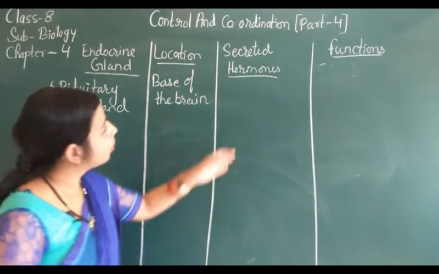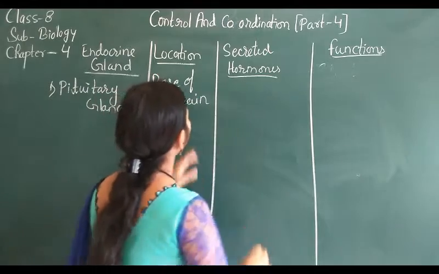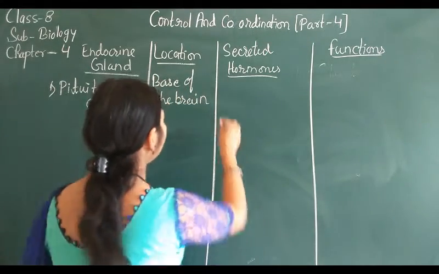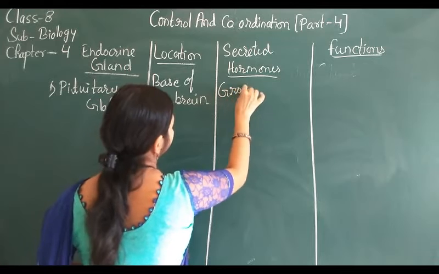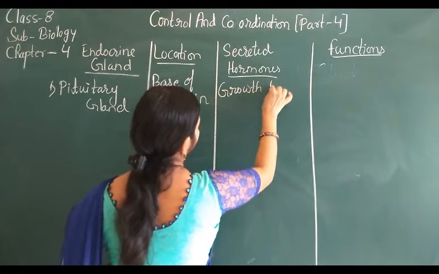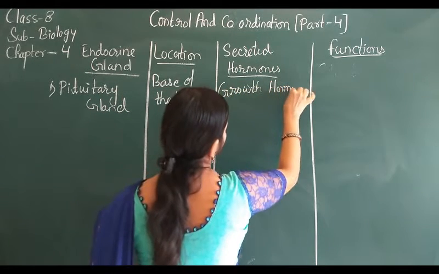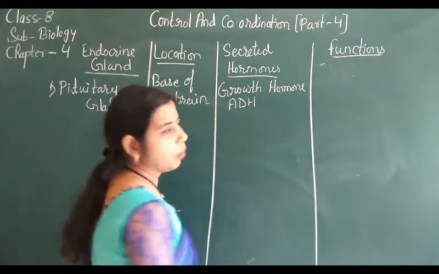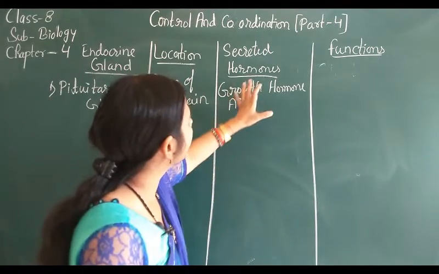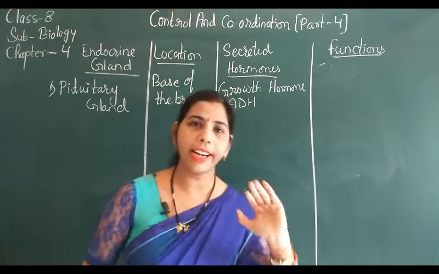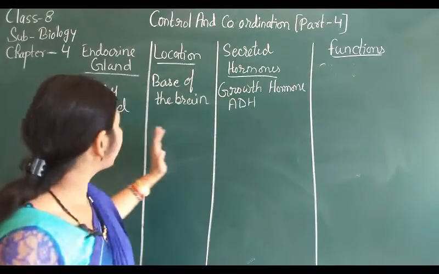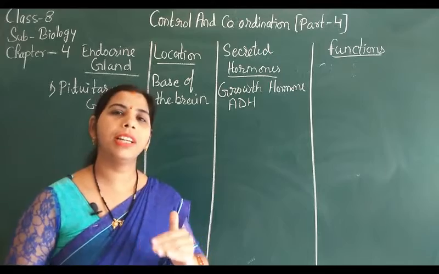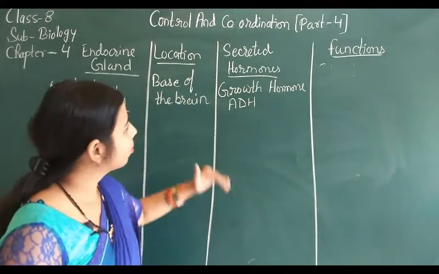Now the hormones secreted by this gland: the pituitary gland secretes a number of hormones, like the growth hormone and ADH, which is known as anti-diuretic hormone. A number of hormones are secreted by the pituitary gland, that's why it is known as the master gland. The pituitary gland also regulates the secretion of the other glands, that's why it is also known as the master gland.